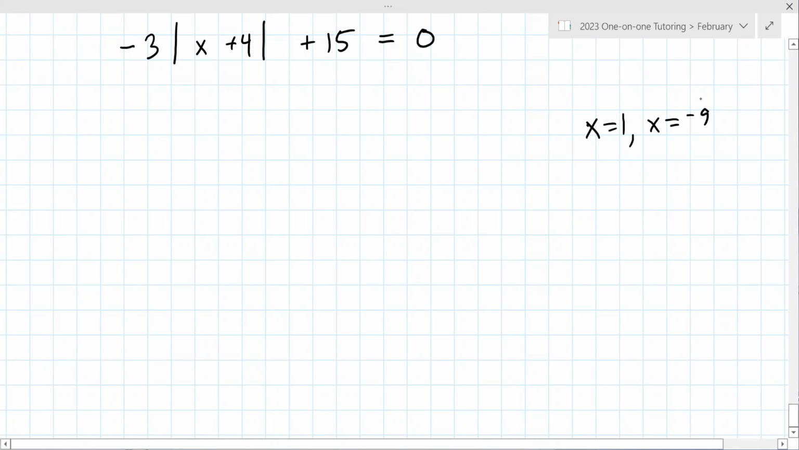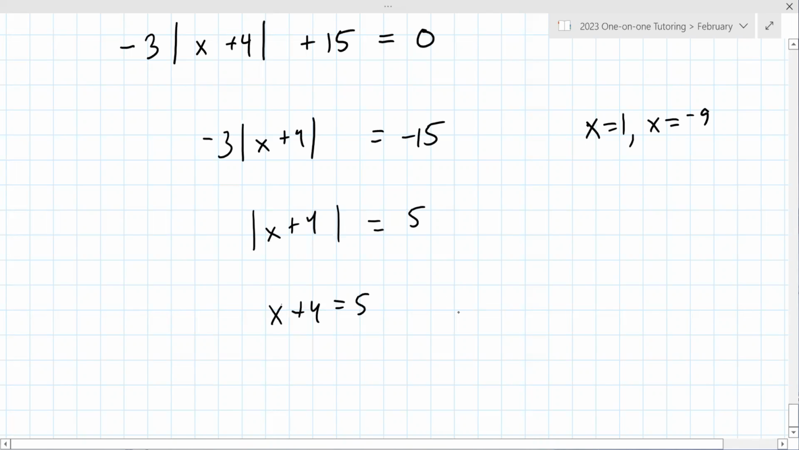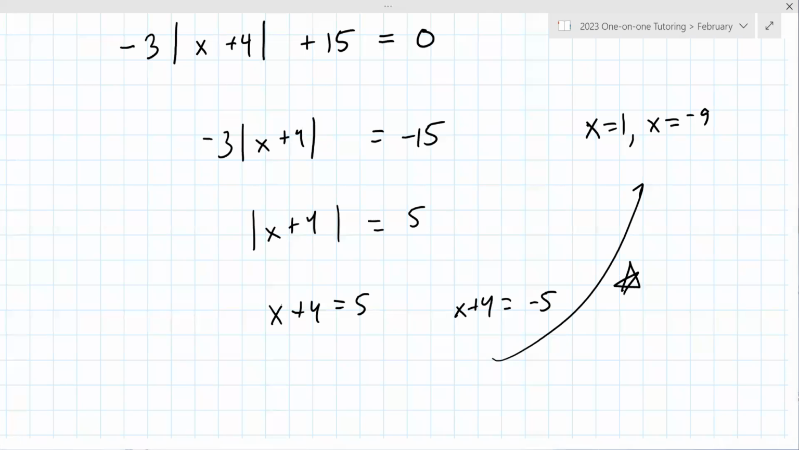Okay, let's take a look here. So you subtract 15 from both sides, and that gets you to -15. You divide both sides by -3, that gets you to 5. x plus 4 equals 5, x plus 4 equals -5, and your answers are correct. Very good. Cool. Okay, so we're down to the last two types of problems you might see.